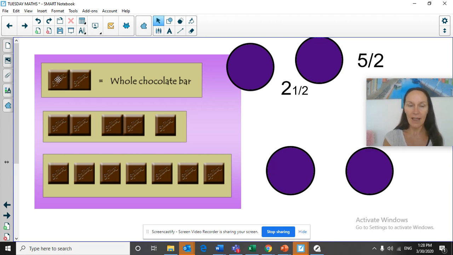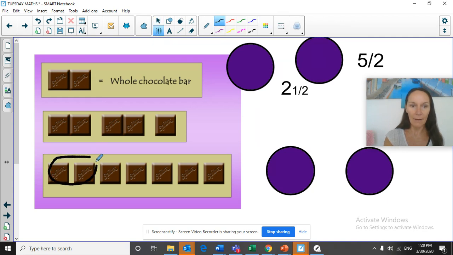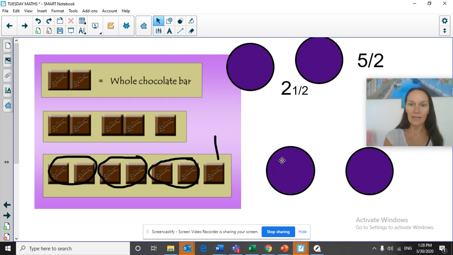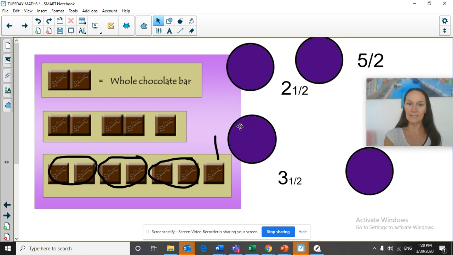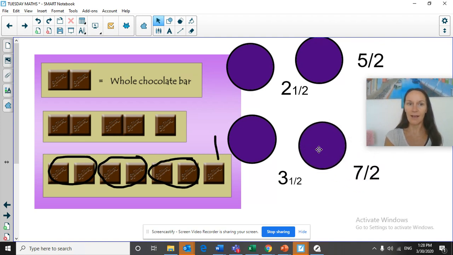Again, let's look at the picture again. We've got 2 pieces of chocolate that represent the whole bar. So if we've got 1, let's circle these for you. So if that's 1 bar, that's another bar, and that's another bar, and we have got that left over. So altogether we have got 3 1/2 bars there, which would be 1, 2, 3, 4, 5, 6, 7 halves.